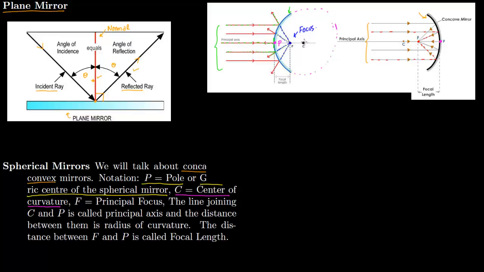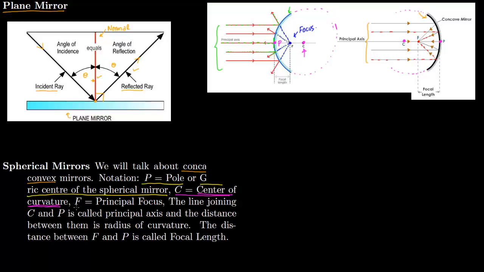So this circle has a center. This center is called C. So this C is the center of curvature. Similarly, this concave mirror is part of a circle, and the center of the circle is this point C, and this C is what is called the center of curvature.